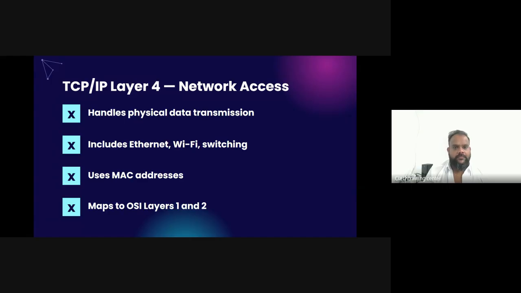This is layer 4 now, network access. This layer deals with the actual movement of data across your physical network. It includes Ethernet cable, Wi-Fi signal, switches, NIC cards or network interface cards. Those are part of a desktop, or you can get them on a laptop as well. MAC addresses. In this layer, data is sent as frames and then converted into bits that travel across copper, fiber, or wireless.